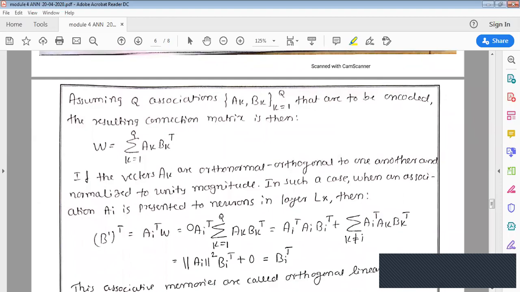Before we proceed, one very important thing you have to understand is that the input vectors A1, A2, A3 are to be orthonormal and orthogonal to each other.